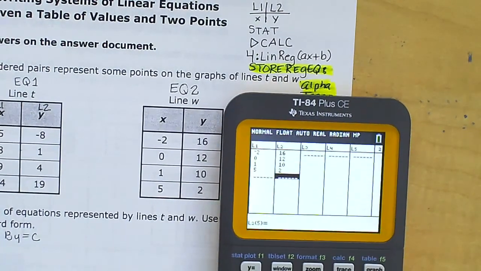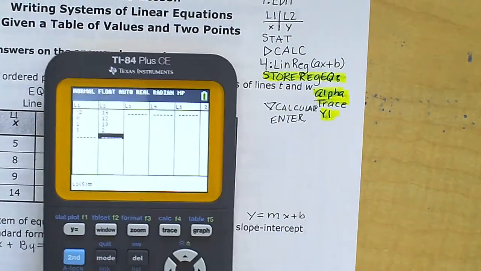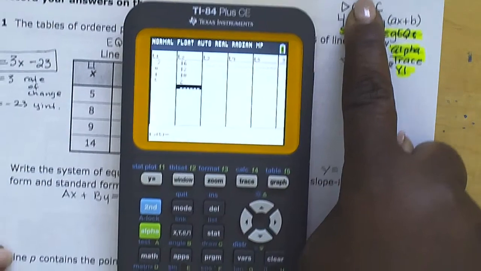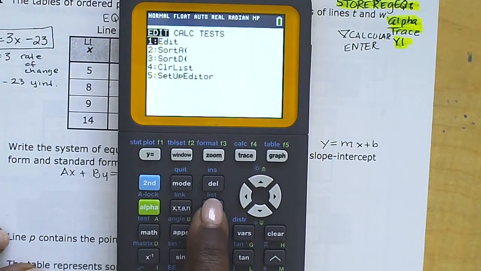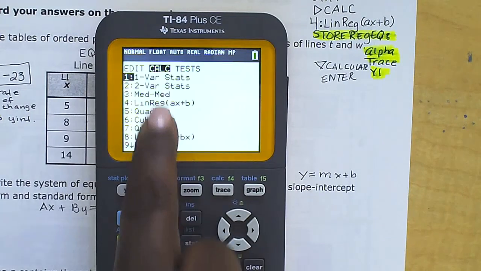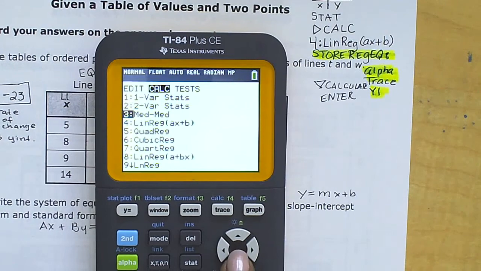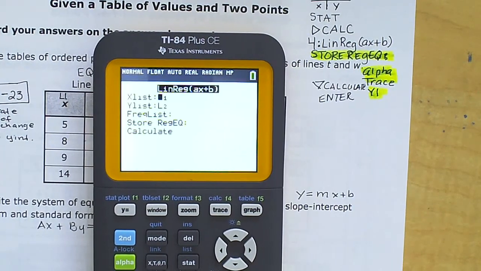All right, so we have our list for equation 2. Now we're going to press stat. Stat. We're going to go over to calc. You press the right button to get on calc. Then we'll go down to 4. Press enter. That's L1, L2.